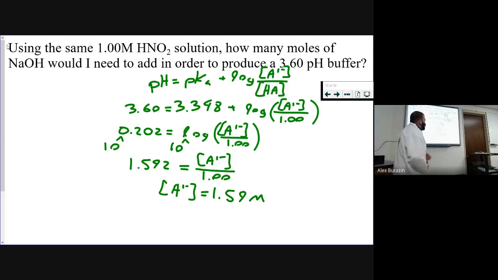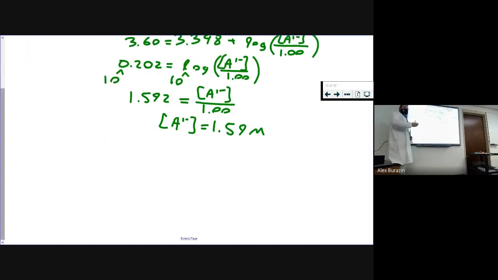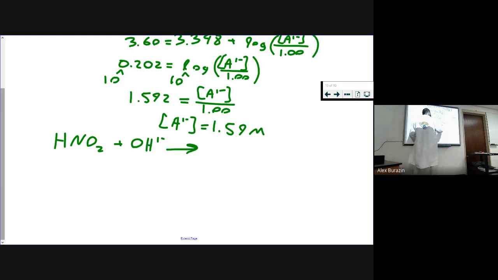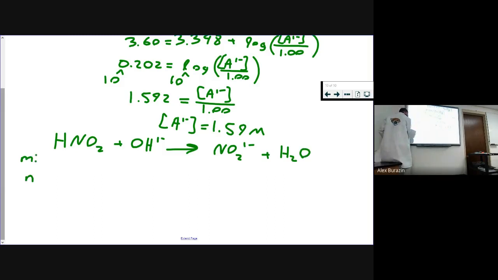So I would want to make sure that I hit that ratio, right? In other words, I want to neutralize enough of the acid and create enough of the conjugate so that my ratio is 1.59 to 1 when I'm all said and done. So if I set up an ICE table, I would have HNO2 plus OH, and this creates NO2 minus plus water. And I would have 1.00, and then I don't know this.